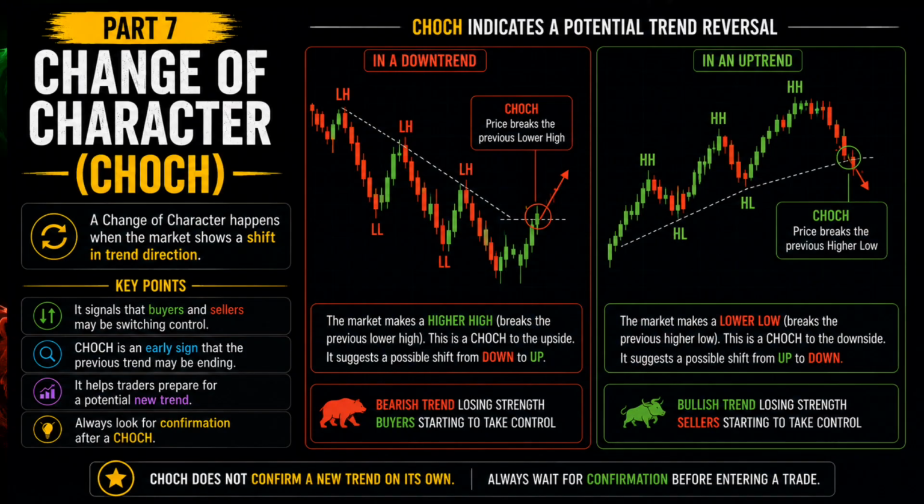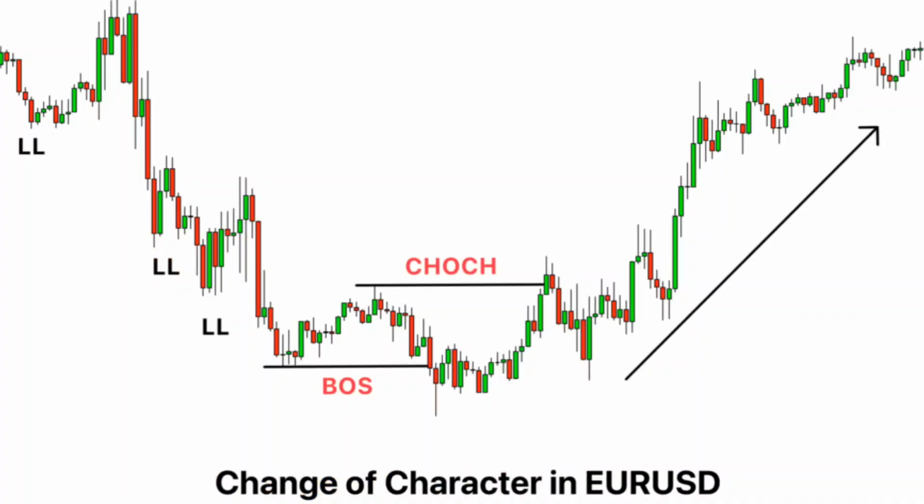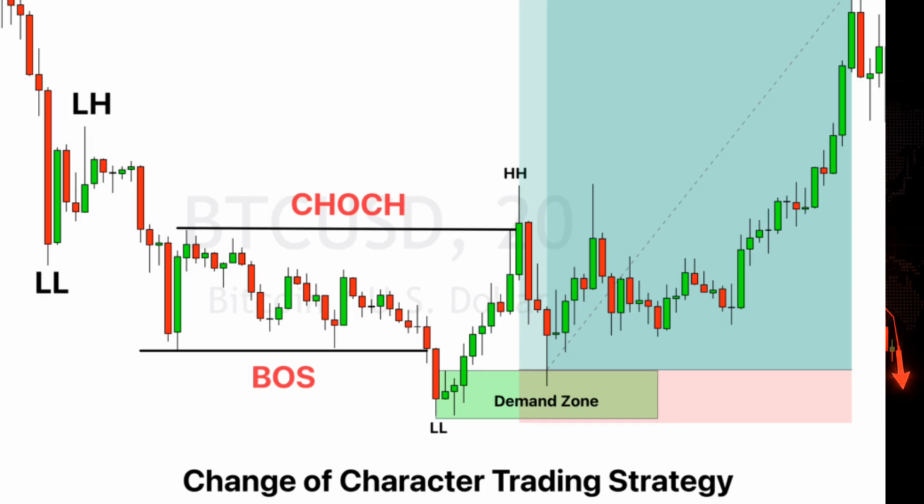Change of character. A change of character is often the first warning that the current trend may be ending. Example: imagine the market has been making higher highs and higher lows. If price suddenly breaks below the most recent higher low, it may be a sign that buyers are losing control. Likewise, if a downtrend breaks above a lower high, sellers may be losing control. A change of character doesn't guarantee a reversal, but it tells traders to pay attention.